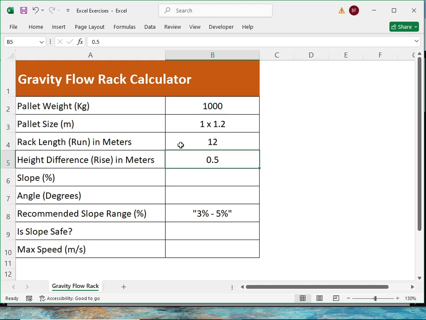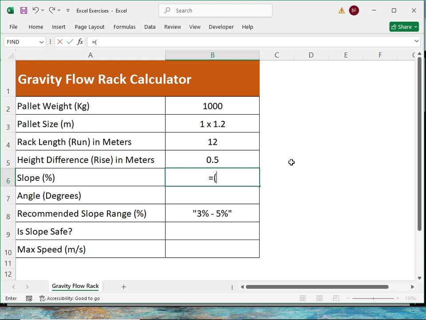This is where we get our information for calculating the slope and angle, determining whether the slope is safe, and determining the maximum speed of the flow of the gravity rack in meters per second. So let me start by calculating the slope in terms of percentage. The slope is simple. This is just the rise over run.